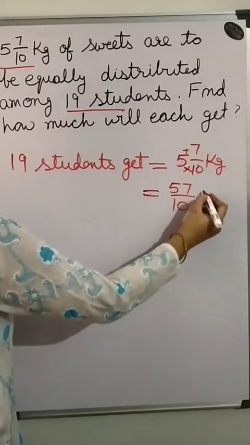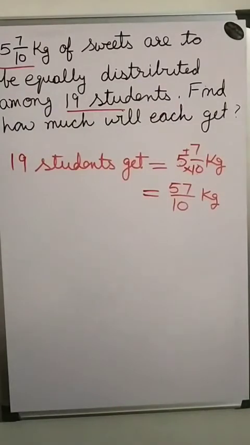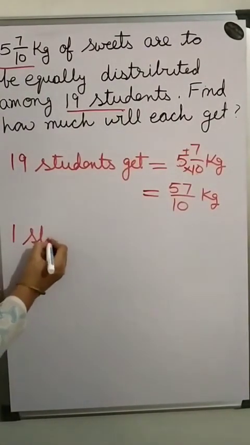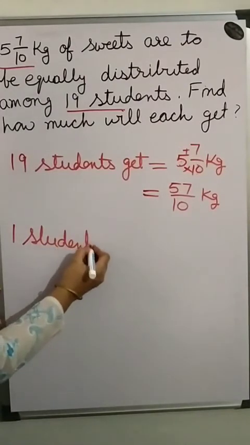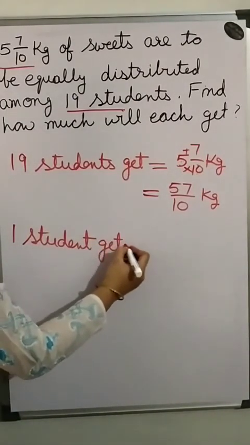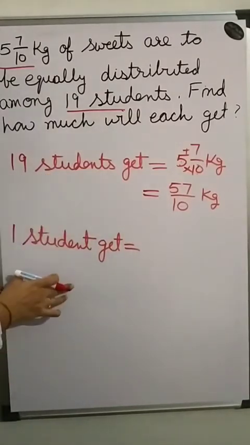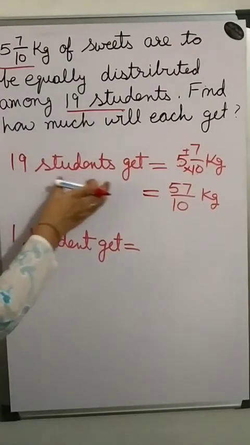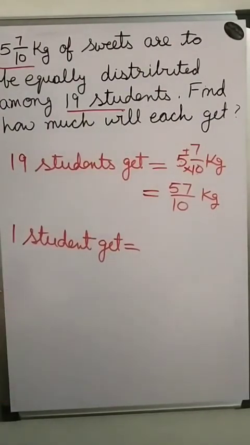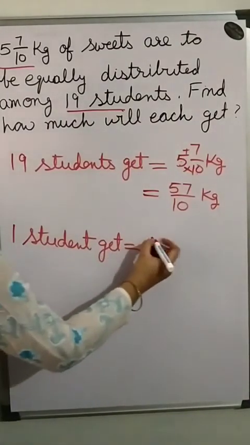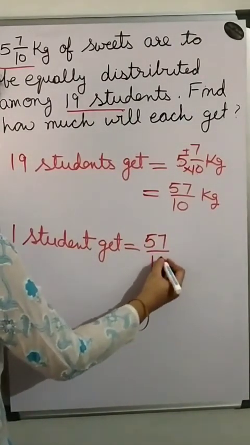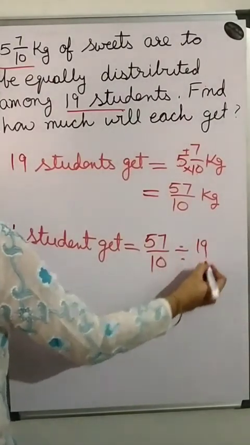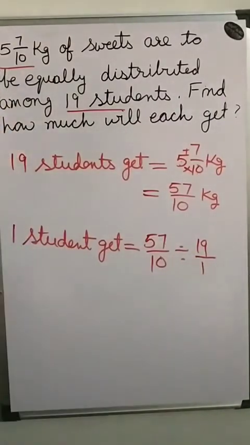57 upon 10 kg. But this time we have to calculate how much one student gets. One student gets, so this time we are calculating the value of lesser person. This time we have value for 19 students. Now we have to calculate it for one student. So it means we divide them. 57 upon 10 divided by 19. As I told you, nothing is here, so we can write 1 here.